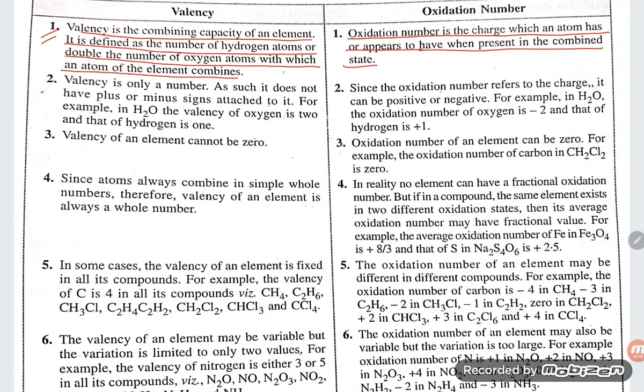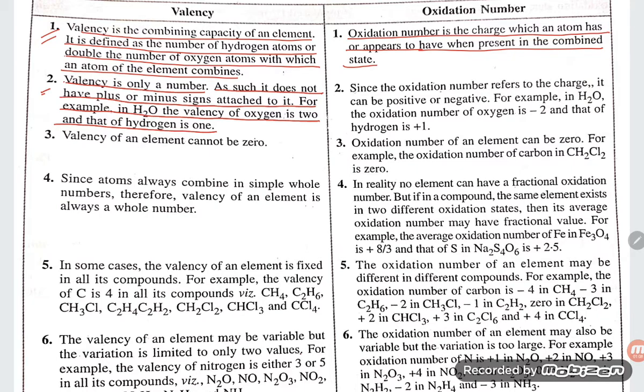Now have a look at the second point. Valency is only a number. As such, it does not have a plus or minus sign attached to it. For example, in H2O, the valency of oxygen is 2 and that of hydrogen is 1. So valency is only a number.